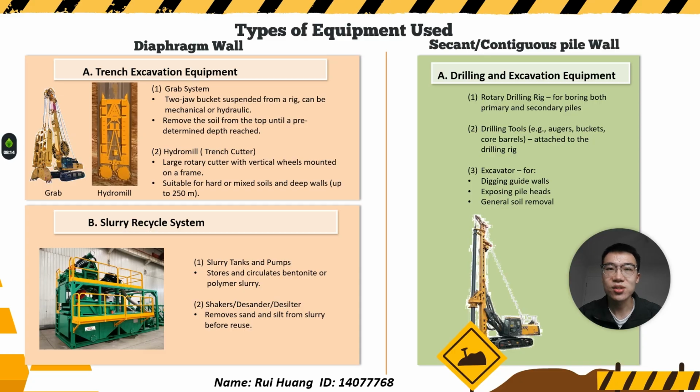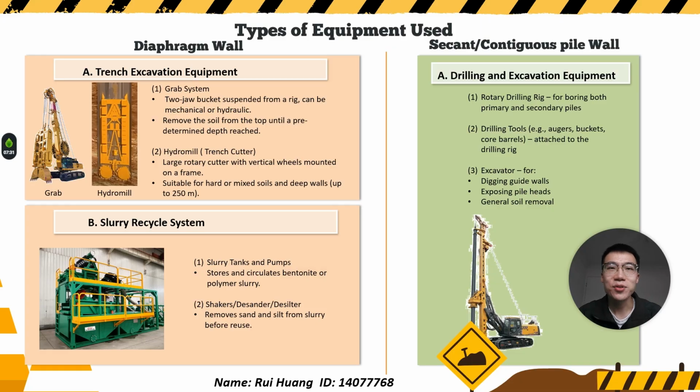The main machine here is the rotary drilling rig, used to bore both the primary and secondary piles in secant walls or spaced piles in contiguous walls. A variety of drilling tools, such as augers, buckets, or core barrels, are attached to the rig depending on the soil condition. Finally, excavators are also used on site, mainly for digging guide walls, exposing pile heads, and general soil removal. These are key pieces of equipment needed for the construction of diaphragm, secant, and contiguous pile walls.